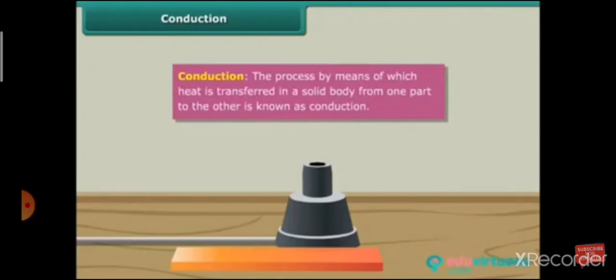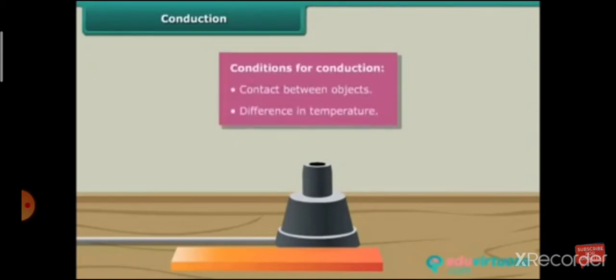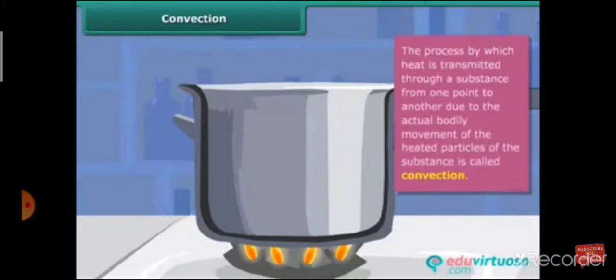The process by means of which heat is transferred in a solid body from one part to the other is known as conduction. Conduction happens mainly in solids. Students, note that conduction is not possible in vacuum. Remember that there are two conditions for conduction. The first one is contact between objects and the second one is difference in temperature. It means that the two objects should be in contact and there should be a difference in their temperature.